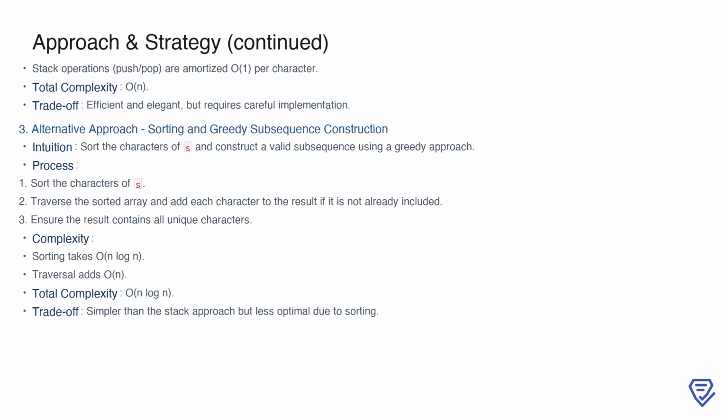Another alternative approach worth mentioning is sorting the characters of the string and constructing the subsequence greedily from the sorted result. Here, we sort the string, traverse the sorted array, and add characters to the result if they are not already included. This method is simpler than the stack-based approach but less optimal due to the sorting step, which has a time complexity of O(n log n). While it avoids the exponential runtime of the brute force method, it still falls short in efficiency compared to the greedy stack approach, which achieves O(n).